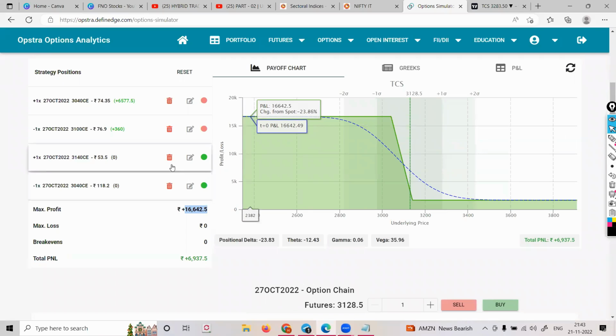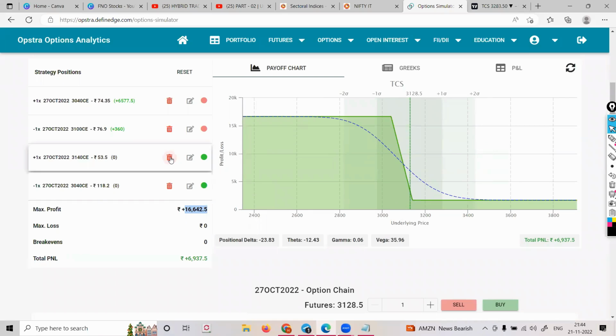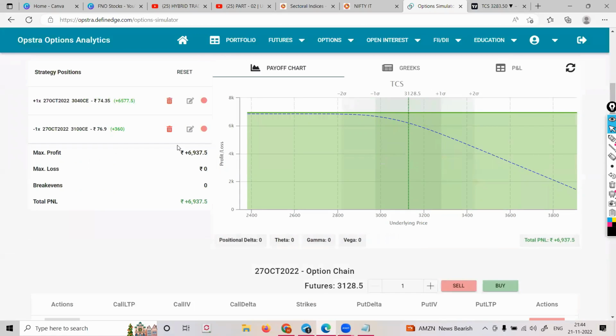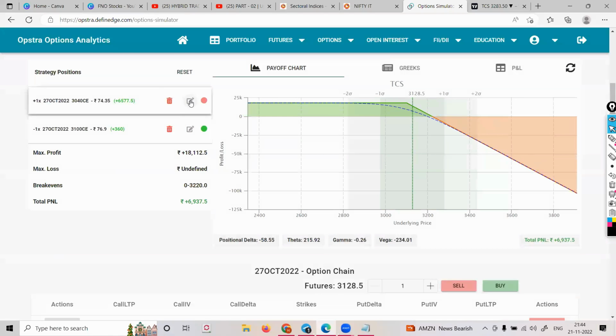Okay, now I'll just exit this, guys. I'm just showing you how to increase the profit. I've shown you 3 to 4 times. I'm deleting this. I'll come back to 0.